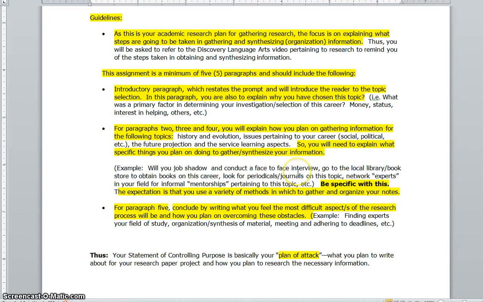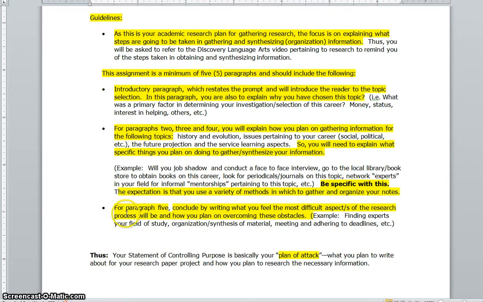Will you go to the local library or bookstore to obtain books on this career? Are you going to go and look for periodicals and journals on this topic from the media center, from a library? Are you planning on networking with those experts in your field for informal mentorships, etc.? Be specific. The expectation is that you use a variety of methods in which to gather and organize your notes.